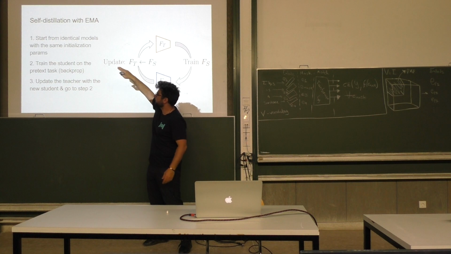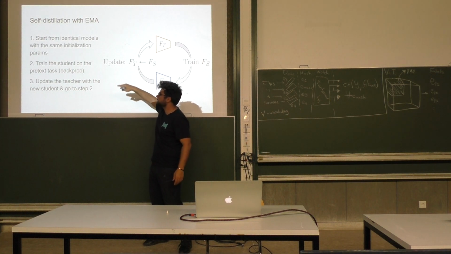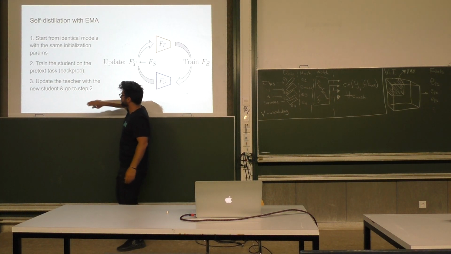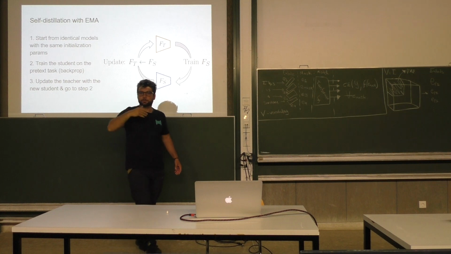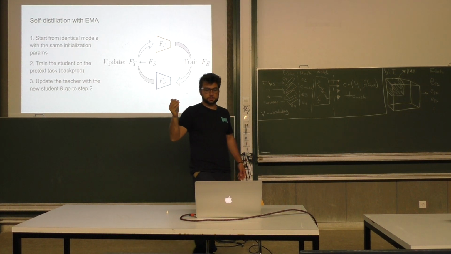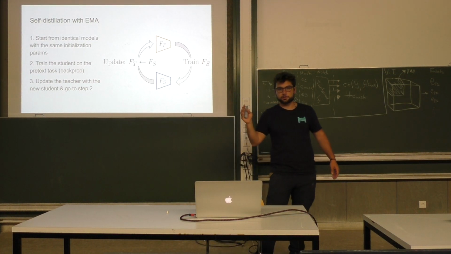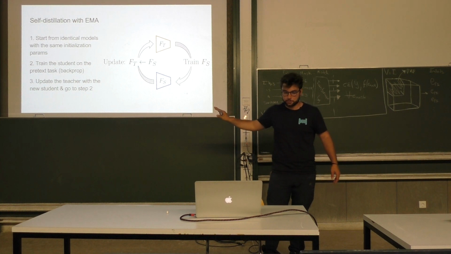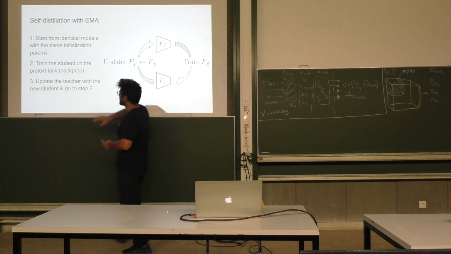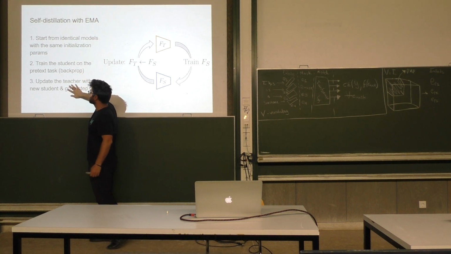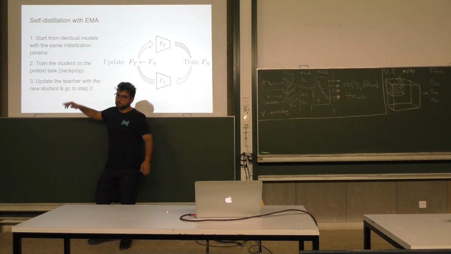If we break it down in three steps, for each mini-batch, for each iteration, only the student is improved with gradients, so with backpropagation based on the loss function. I haven't talked about the loss function so far. And then in the third step, after these two steps happen for each iteration, we update the teacher.